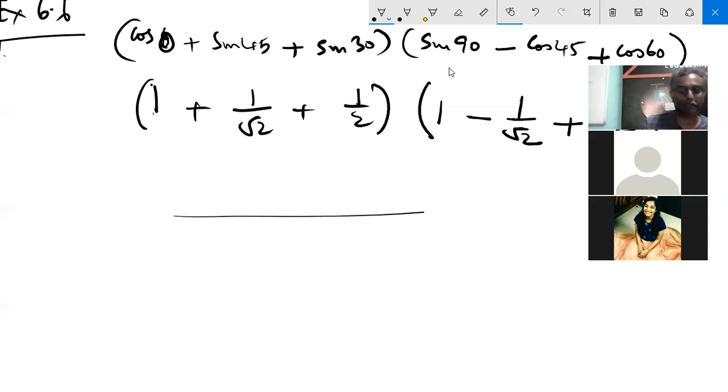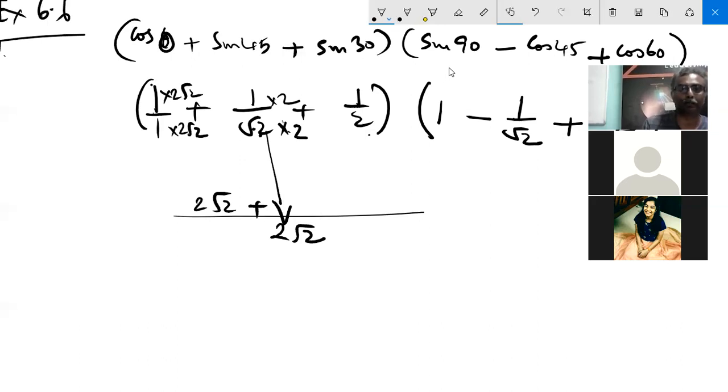For the denominators, what can you do? Multiply by 2. For the denominator, you have to find the LCM, 2 root 2. 1 by root 2 and 2, no common factor, so everything becomes 2 root 2. That means you have to multiply this by 2 root 2, so this becomes 2 root 2. Then this you have to multiply by 2 only, because root 2 is already there. 1 into 2 is how much? Plus 2.